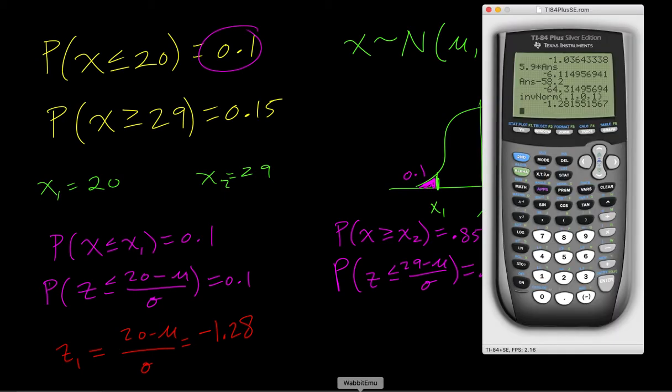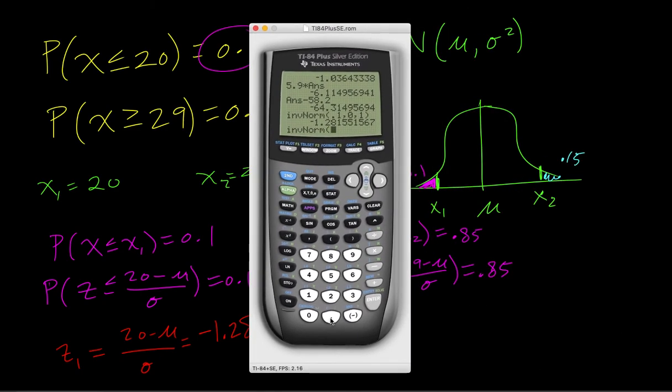And if we go back to the calculator, go through that process again, catalog, I, find inverse norm, and we do 0.85, comma 0, comma 1, because it's a z. Hit that, and it's 1.04.